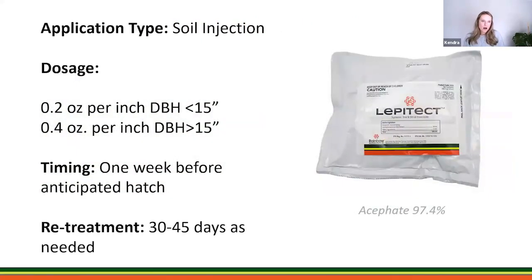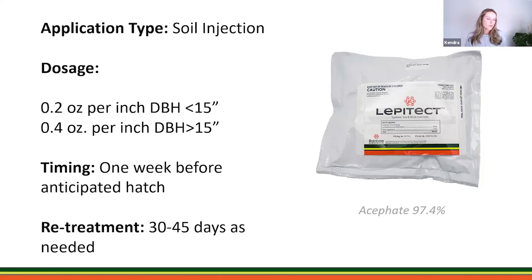Hopping into management options. Now, it's important to note that these are management options that we have suggested and recommended off of industry standards as well as our own internal data. So the first one being a product called Lepitect. The active ingredient is acephate. This is a 97.4% active ingredient. This product is typically applied via soil injection. So again, it's usually done through something like the HTI, which is one of our pieces of equipment.